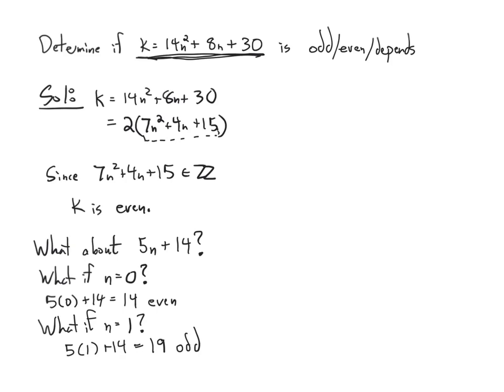So for this example here, this depends on your choice of n. And this type of idea where we're doing a little bit of algebra and factoring and rearranging things to look like an even or odd number is going to be important to us when we really get into proving statements.